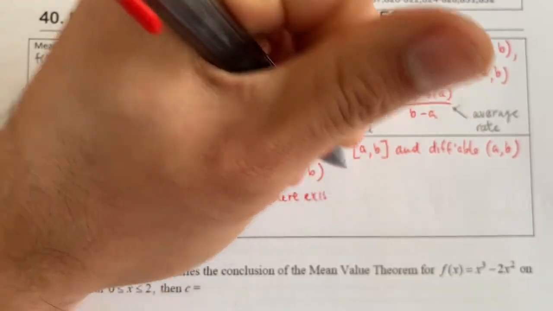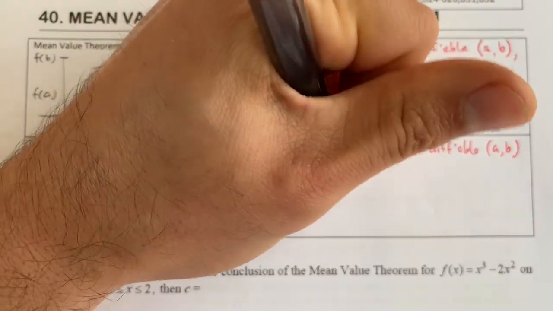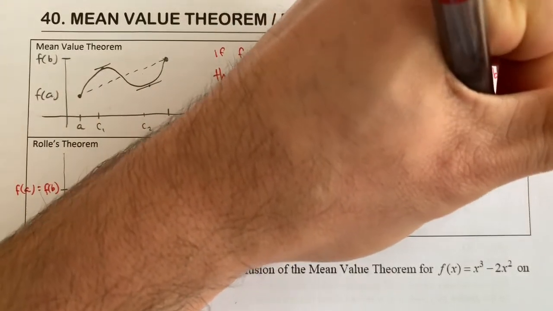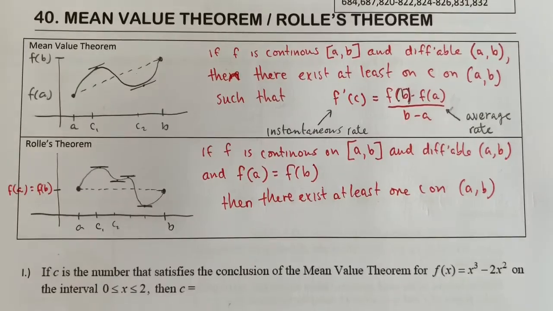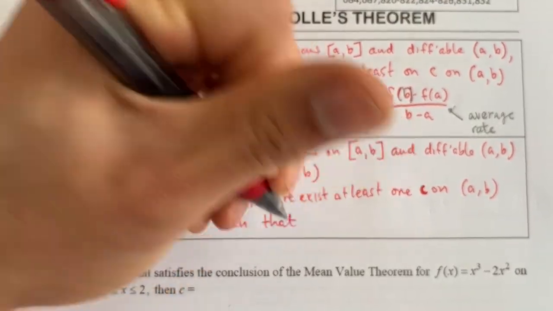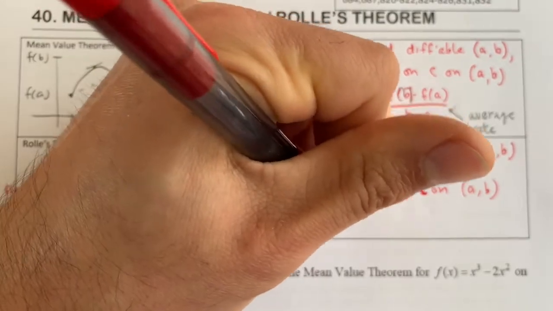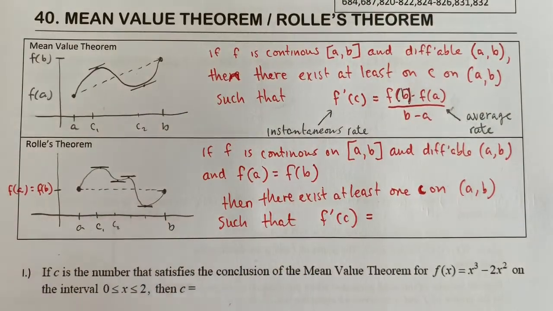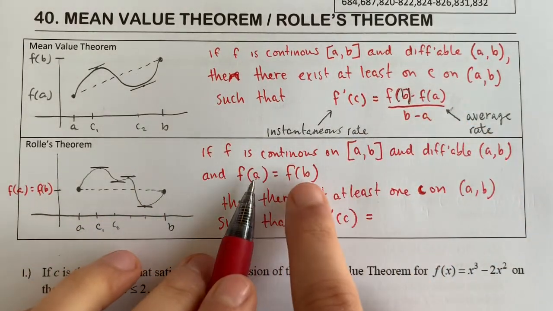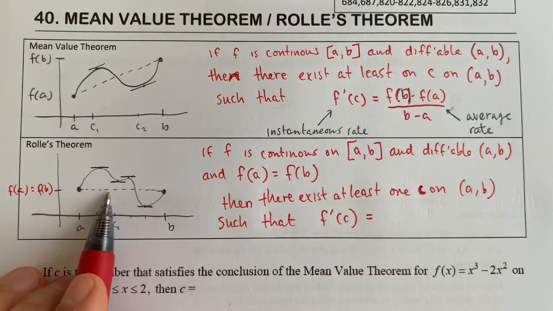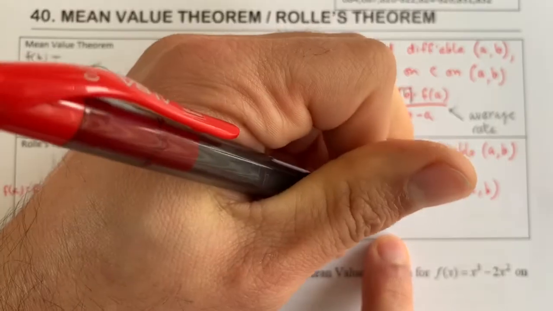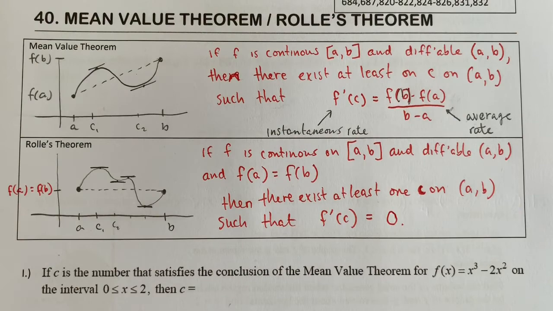there exists, I don't know why I didn't write it up here, but whatever, at least one c on the interval from a to b, so 1 c, such that the instantaneous rate at c equals, now in this case it's technically equals the average rate just like up here, except we know if f of a equals f of b, the average rate automatically has to be a slope of 0. So it's just simpler. Instead of putting this in here, it just equals 0 here.